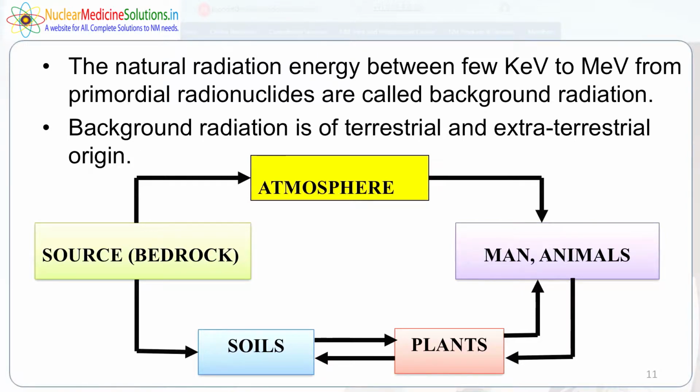So, this particular picture tells about the source. It goes to the atmosphere or it may come to the soil. When it goes to the atmosphere, it may come to the man or animal. From man and animal, it may come to the plants, and if you see the reverse cycle, from plants it may be taken up by man or animals. Similarly, when it comes to the soil, from soil it goes to the plants, or if it comes to the plant because of man and animals excreta, it goes to the soil. So, these are what is called background radiation.